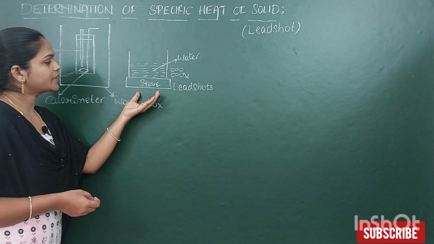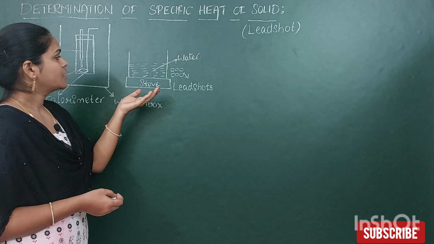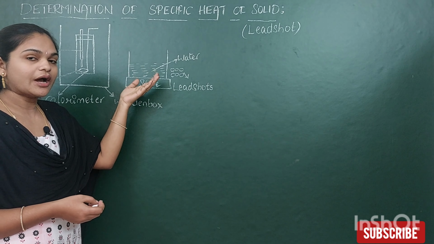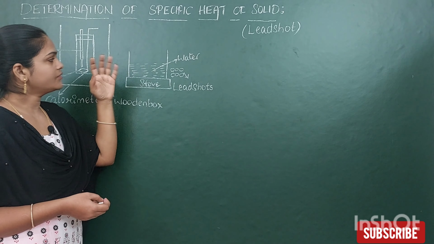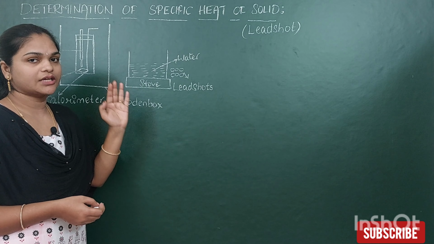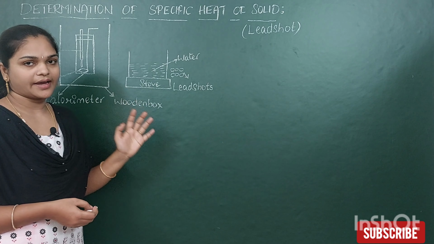Next, what you have to take? We have to take a stove. And on the stove, you have to place a beaker. In that beaker, you have to pour some water. And again, you have to take some lead shots. These all are required to do this activity.